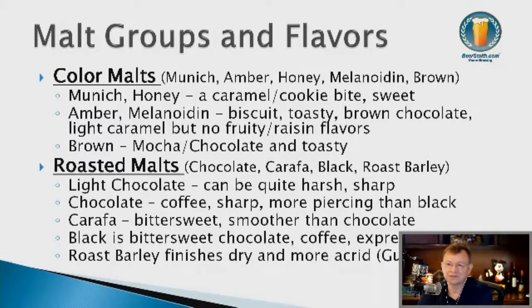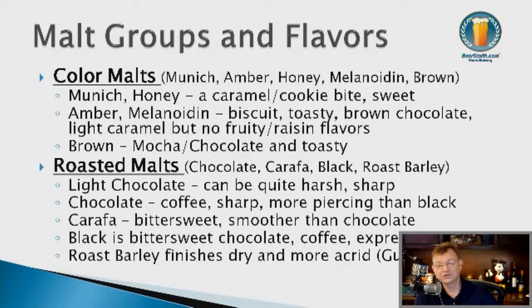Amber and melanoidin take on more of a biscuit, toasty flavor again, but they don't carry the caramel. They don't carry over the fruity or raisin flavors that you get from caramel malts. And then brown, of course, is on the edge of the harsh zone. So you get mocha, chocolate, toasty flavors out of it.